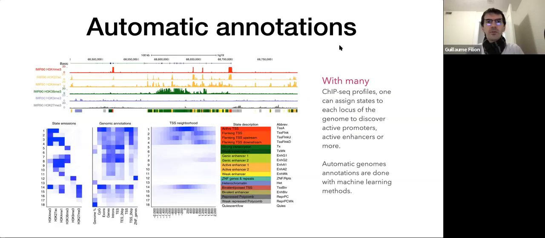So with that, you can do automatic annotations, for instance. If you keep accumulating many tracks, well, you can do interesting things. With many ChIP-seq profiles, one can assign states to each locus of the genome to discover active promoters, active enhancers, or more.